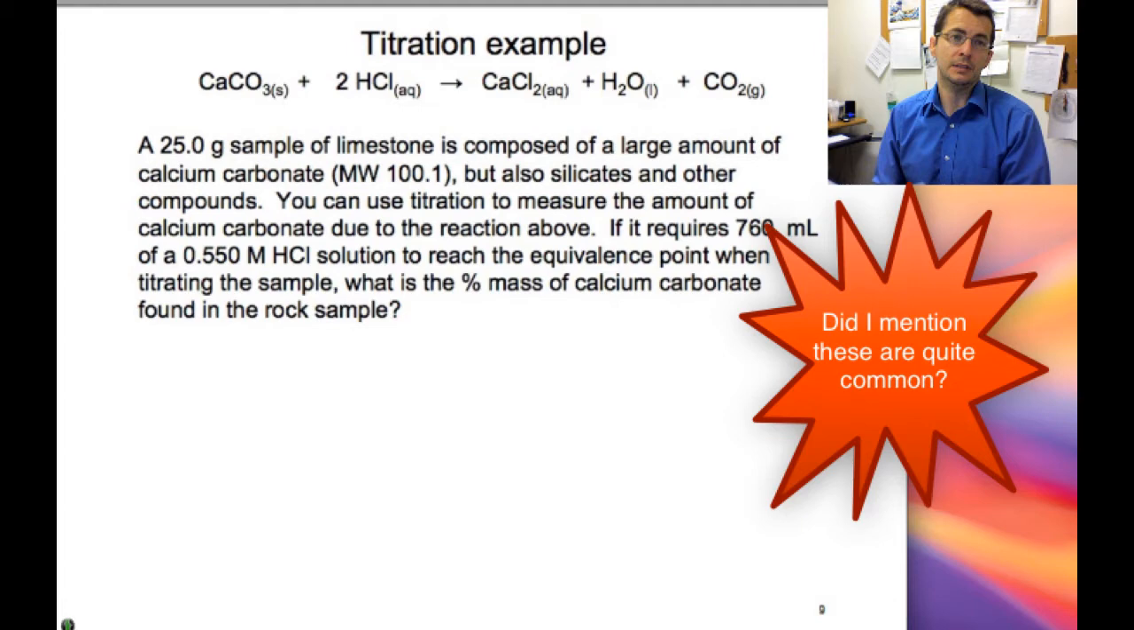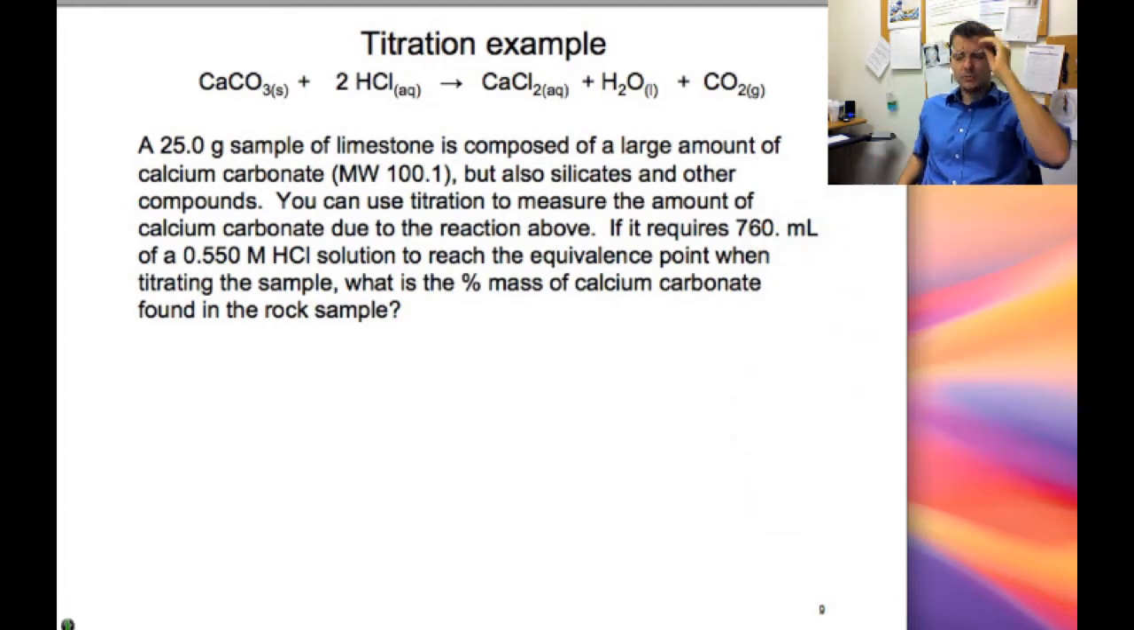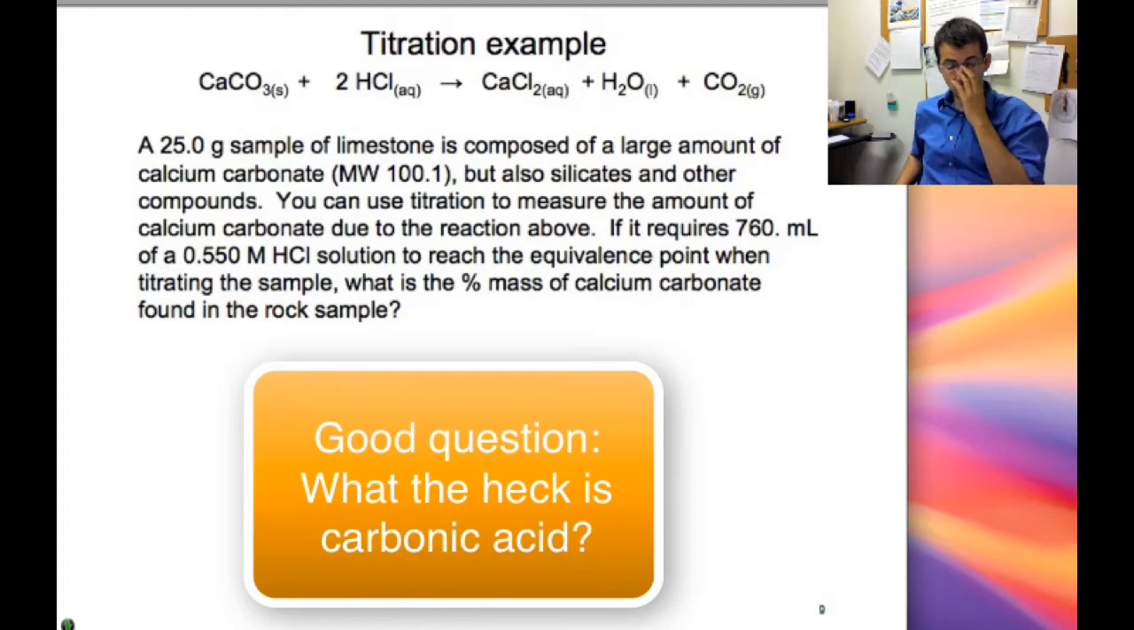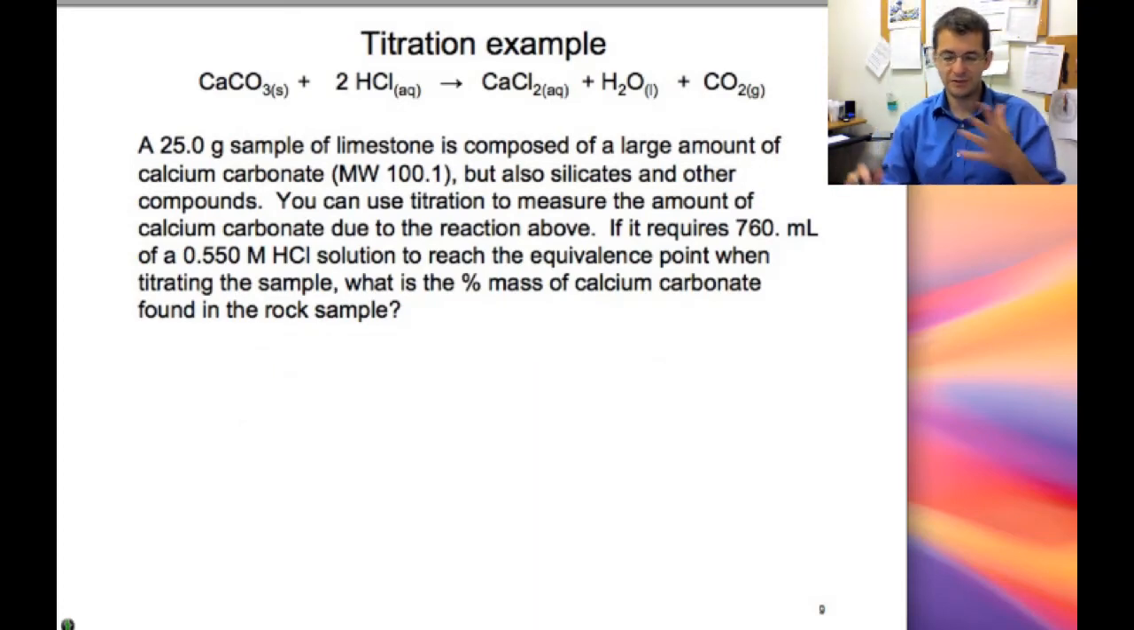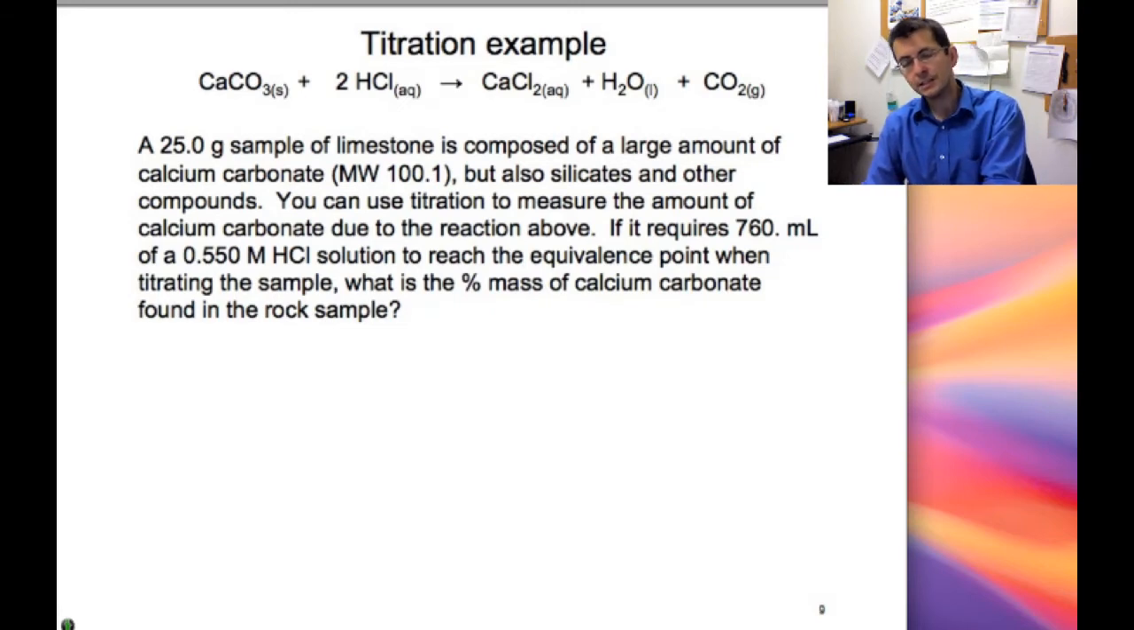Titration example. All right. Many acid-base reactions, particularly those involving carbonates, can release gases. The carbonate reacts with the HCl to produce carbonic acid, which then decomposes into water and CO2, and the CO2 comes off. This is like standard baking soda and vinegar. Right? We've done it a million times. Baking soda and vinegar, it foams, and that foam is actually CO2. Let's take a look at a problem.